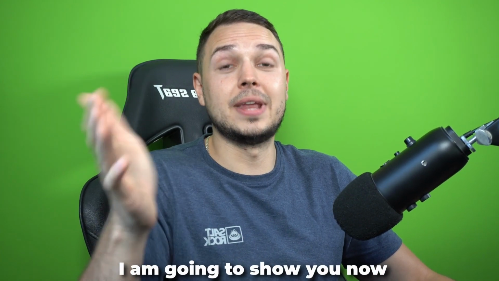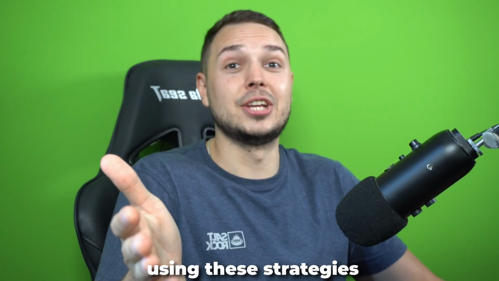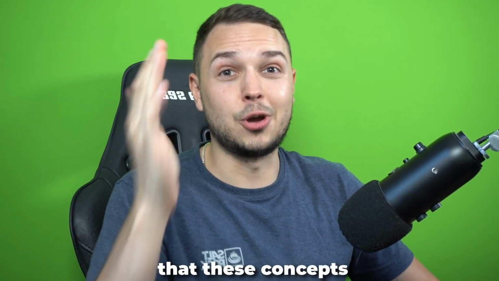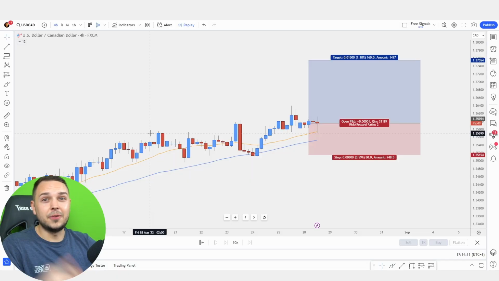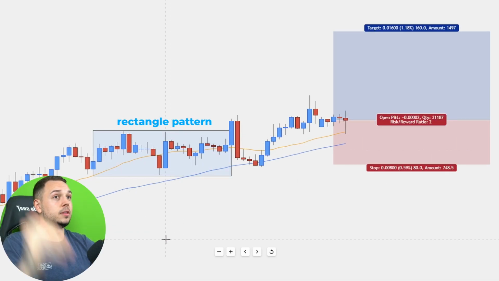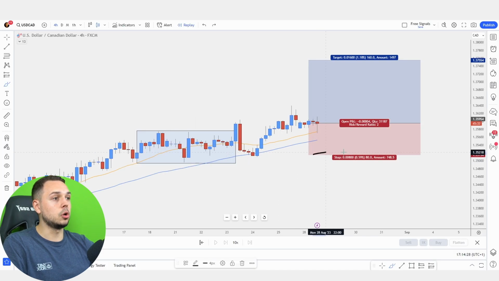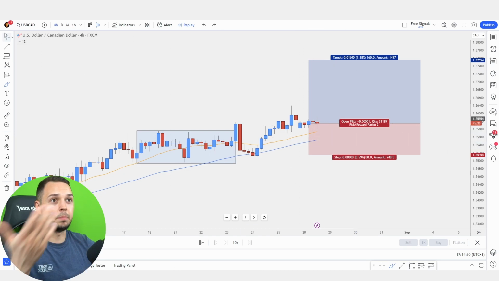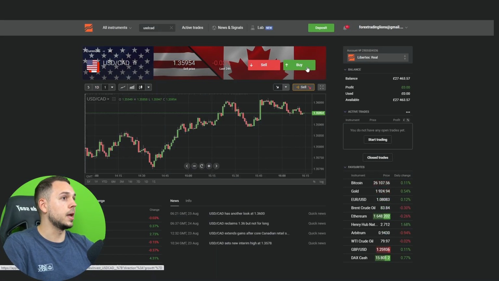And I'm going to show you now some live trading using these strategies to just prove that these concepts actually work. So let's do the first trading strategy live. I see a nice rectangle pattern. Everything is trending towards the upside. USD CAD 4-hour time frame. Nice little rejection wick over here of the 20. My stop loss is covering the 2 moving averages. Perfect, right? So I can buy this trade very quickly.